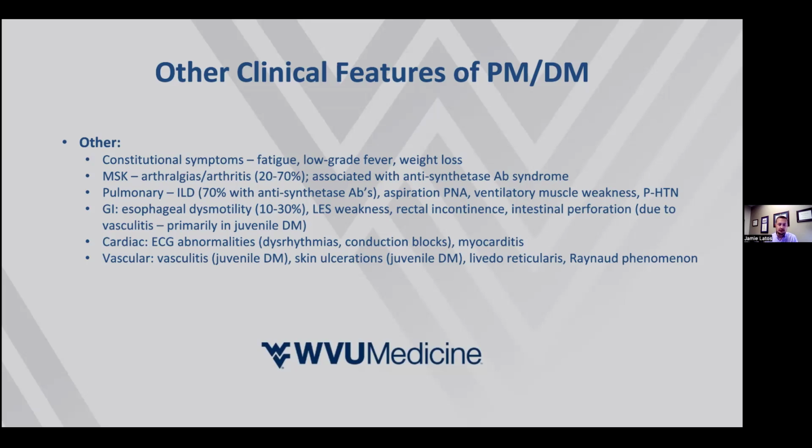So we talked about rashes, but more on the vascular side. Some patients may present with a true leukocytoclastic vasculitis. They may have skin ulcerations. They may have livedo, so this lace-like pattern of a ruddy or violaceous rash that tends to affect the lower extremities, or they may have Raynaud's phenomenon as a component of their condition.